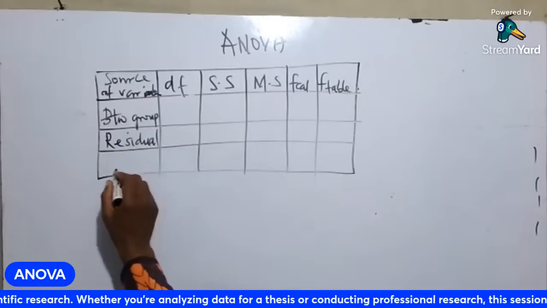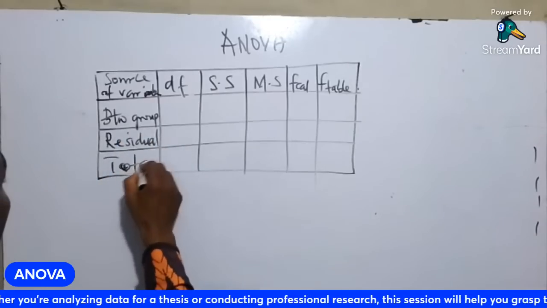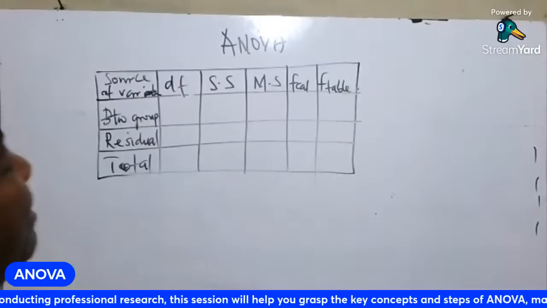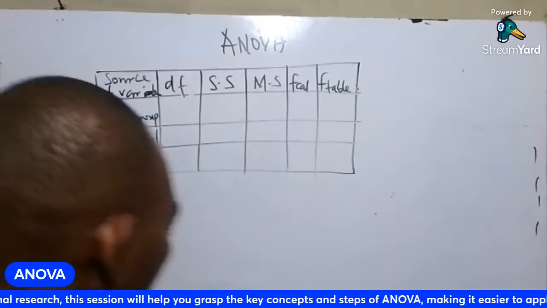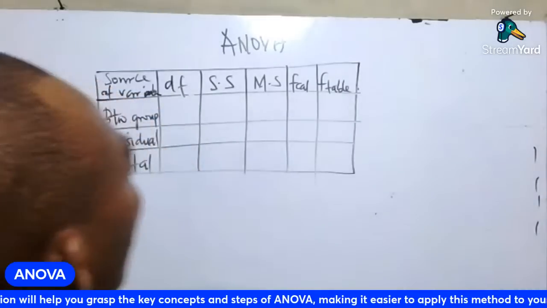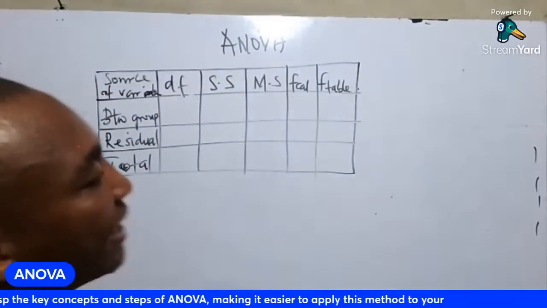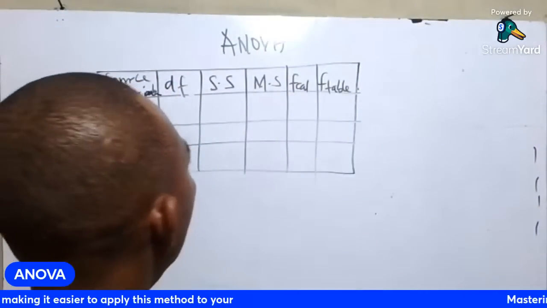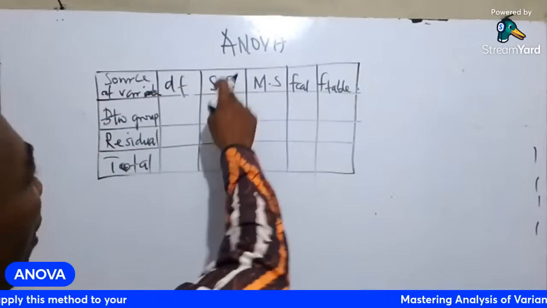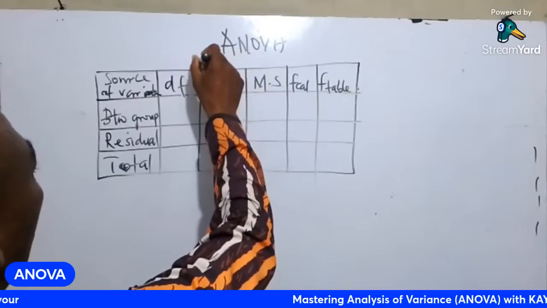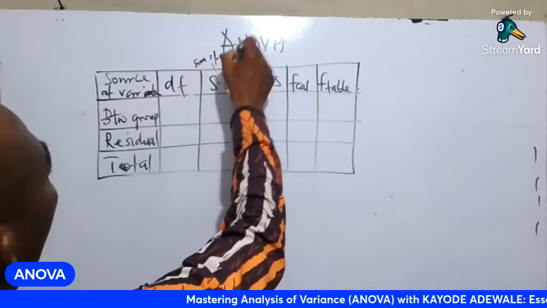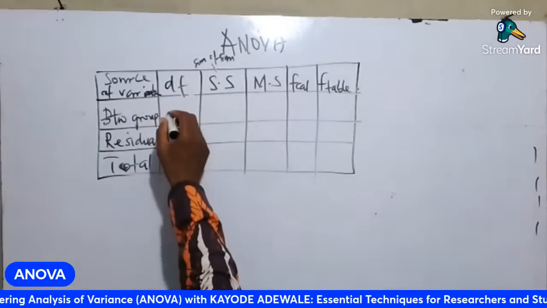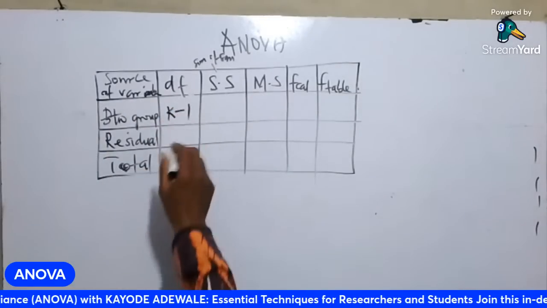Within the group and the residual, then you move away from there, you talk about the total. Like I said, SS means sum of square, and MS simply means mean square. So this is the total sum of square, and this one is the mean square. Under the degree of freedom, between group is K minus 1.